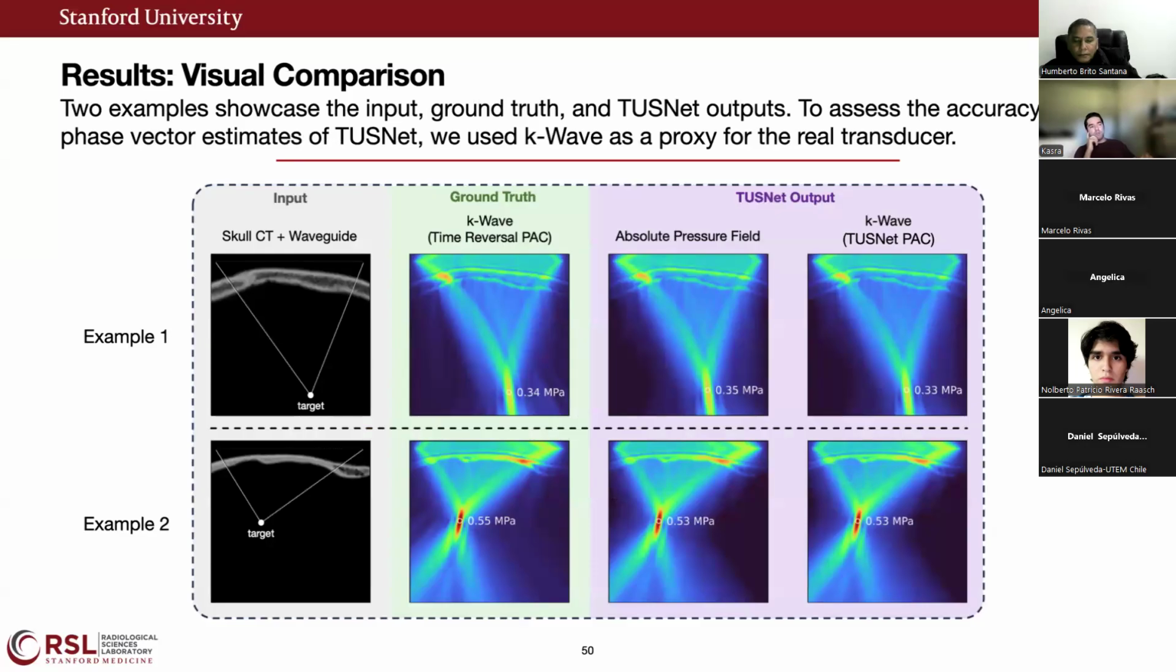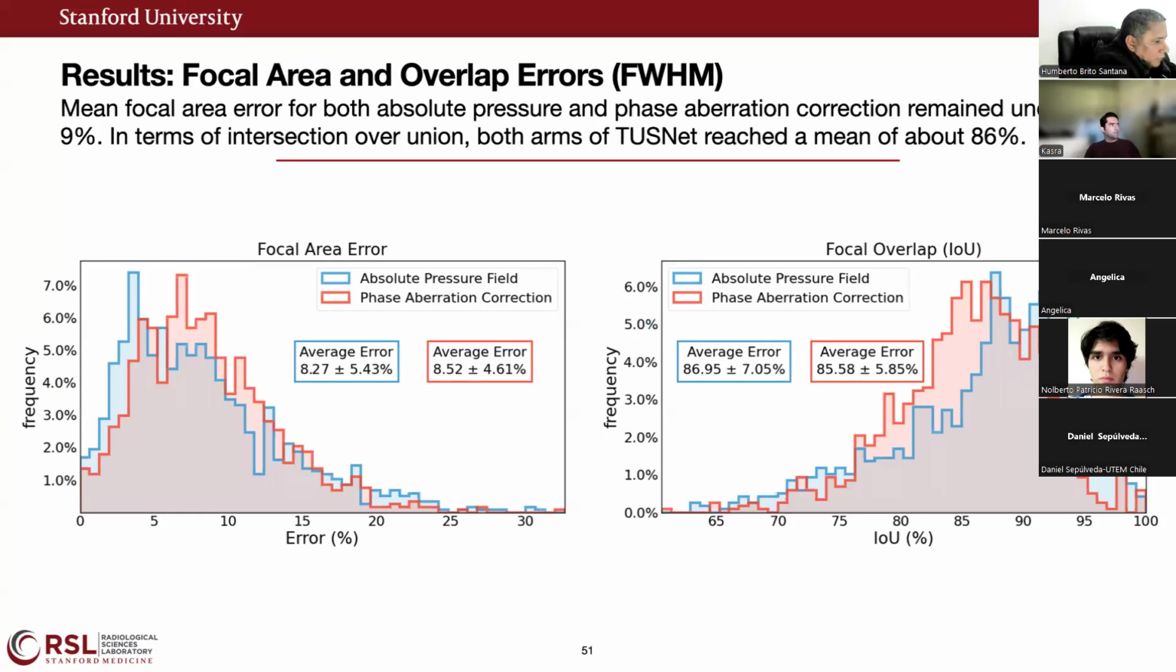So this is an example, a visual comparison of what we are getting. Let's just look at the top row. On the left, I'm showing the input. What is the input that goes into TUSNet? It has the target, it has the skull CT segment, and it has the elements lined on top. The green band is the ground truth. This is what K-wave gives us using time reversal phase aberration correction. And the output to the right is the 2 outputs that I was talking about. One is the absolute pressure field that TUSNet produces. And the other one is the K-wave simulation on the phase aberration correction that TUSNet produces. And you can see we are also, as I mentioned, recording the values in terms of pascals rather than just using normalized values.